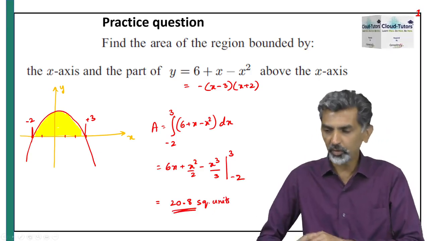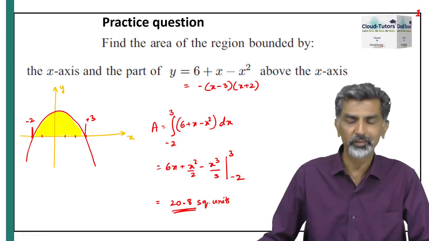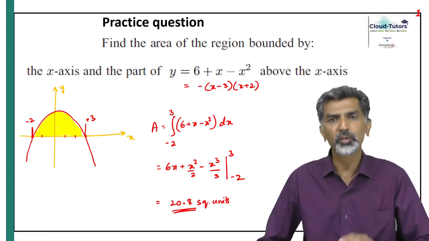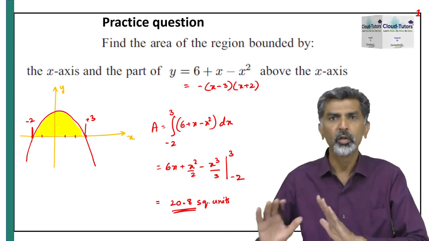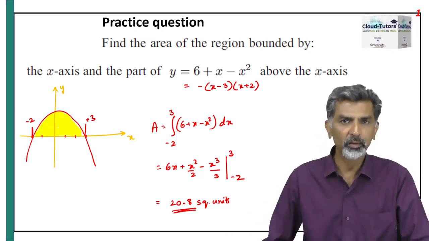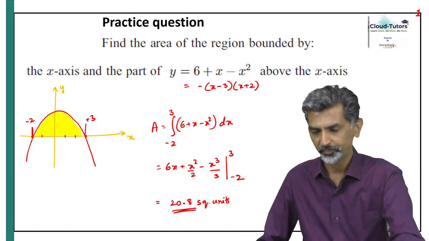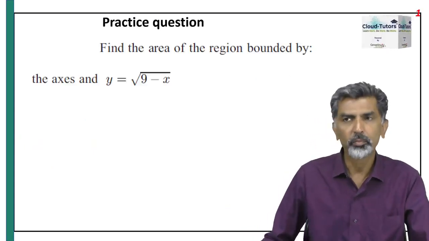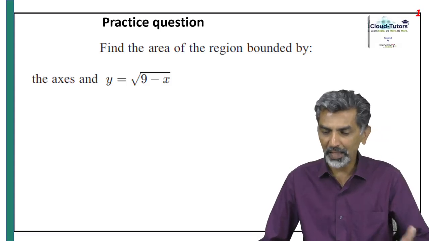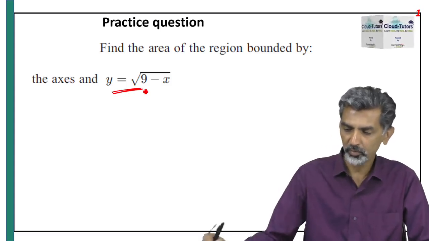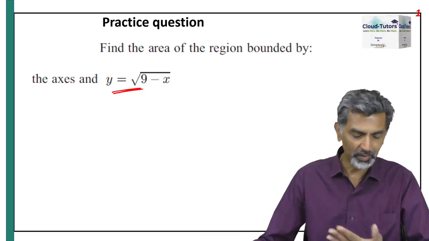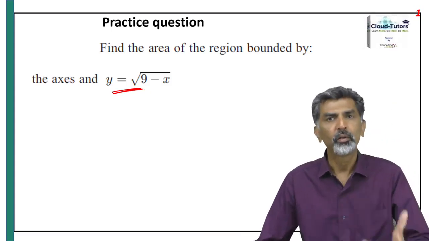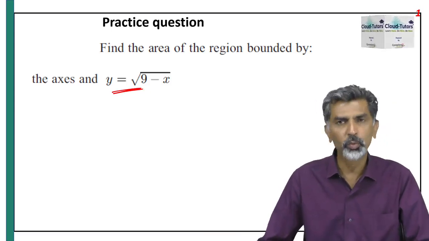Not particularly difficult. We will get to much harder questions later. We started with the easiest ones. I want you to feel very comfortable with the concept of area enclosed between two functions. Find the area of the region bounded by these two functions, the axis and this here. So it's important to understand what that is so that you have a visual understanding of what we are doing.